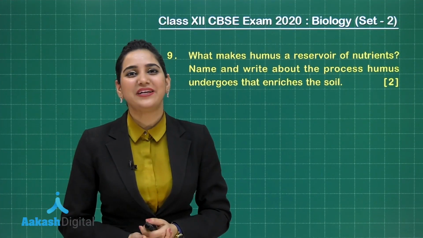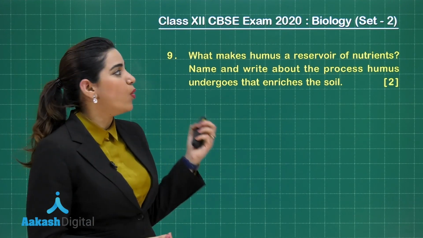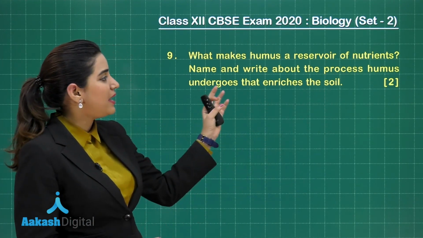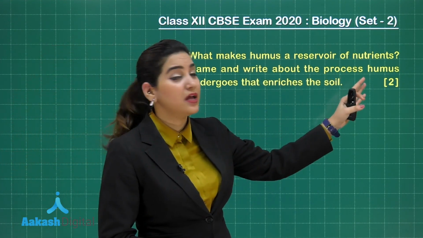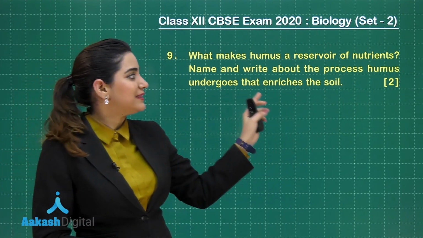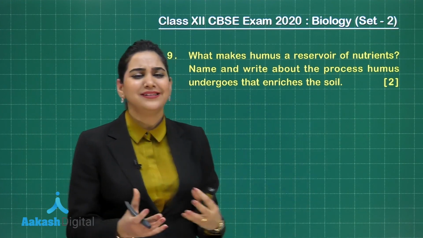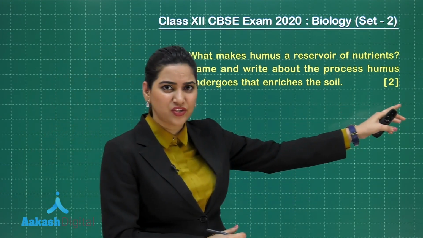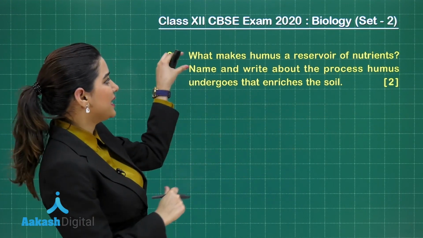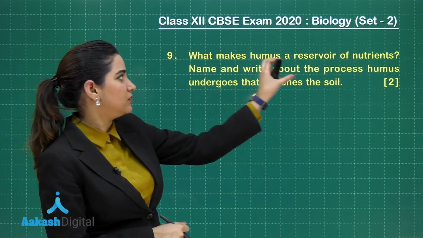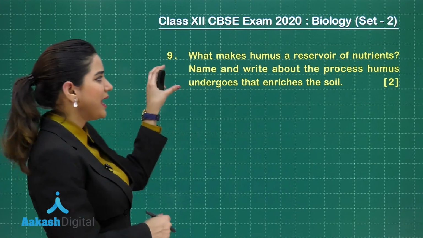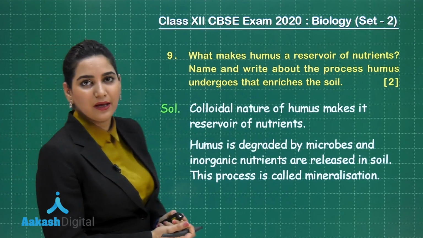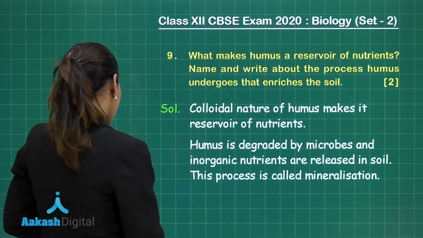Now let us take up question number 9 which says what makes humus a reservoir of nutrients? Name and write about the process humus undergoes that enriches the soil. Guys, this question has come from the unit ecology and as you can see it's a 2 marker question. 1 mark आपको मिलेगा इस part का, that is the what makes humus a reservoir of nutrients and 1 mark आपको इस part का मिलेगा. ठीक है, let's see how we can write it to the point and get 2 marks.